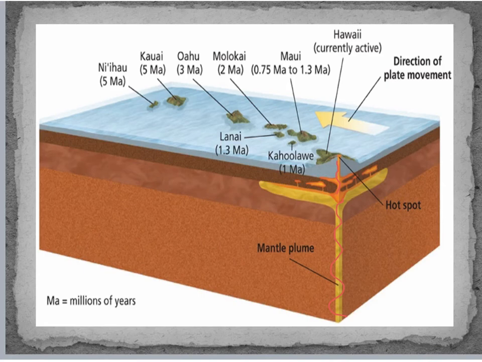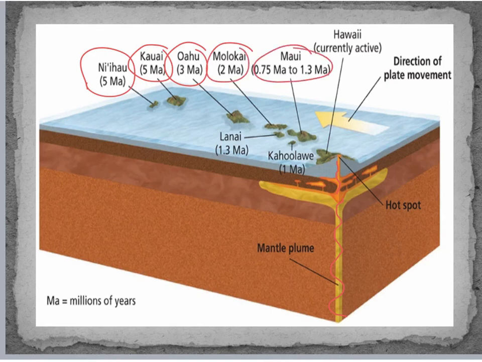So if you look at MA, which stands for millions of years ago, Ni'ihau, I'm sure I'm saying it wrong, right here, is 5 million years old. Kauai is also 5 million years old. But look, Oahu is 3 million years old. Molokai is 2. Maui is 1.3. So you can tell that this magma plume was once over these islands at different times, but the plate has moved along from it. Okay, so these are older.